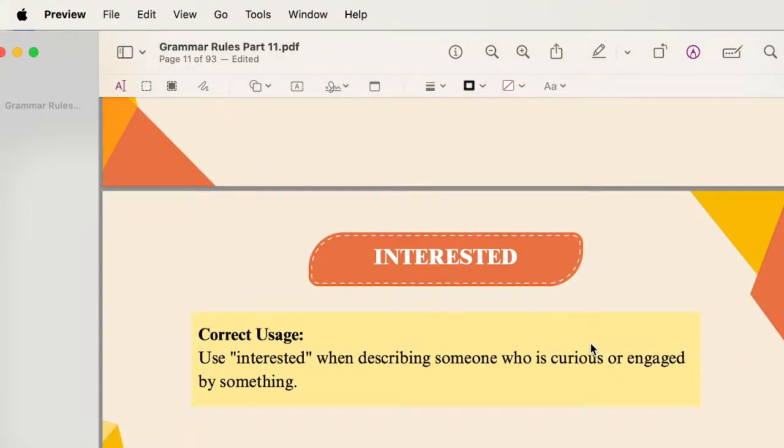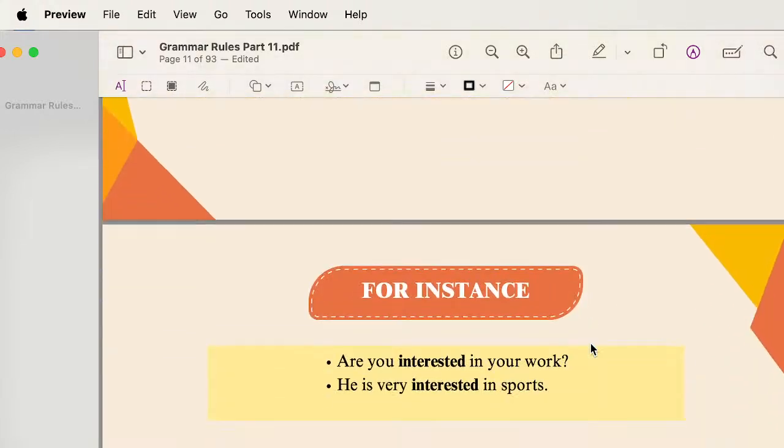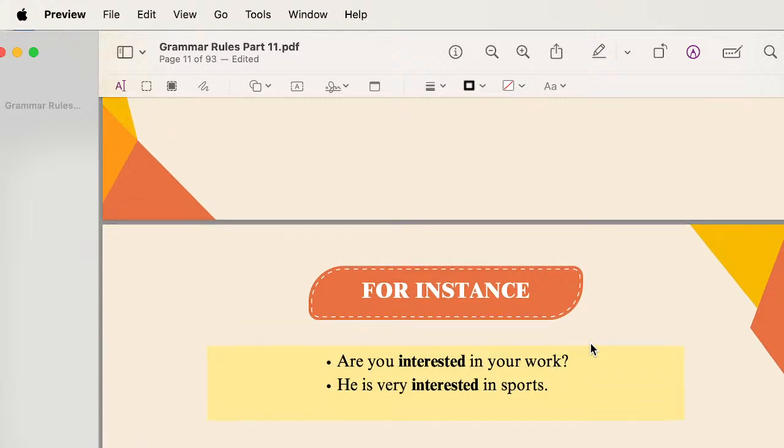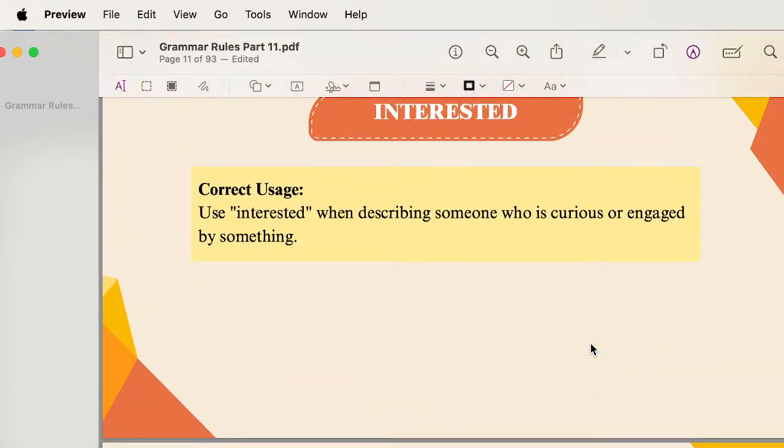However, interested is used when you want to describe someone who is curious or engaged by something. For example, are you interested in your work? He is very interested in sports. So, when describing someone who is curious or engaged by something, in that case, you use the word interested. It describes someone who is curious, enthusiastic, or invested in something.